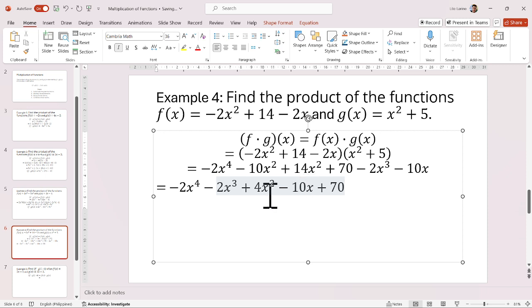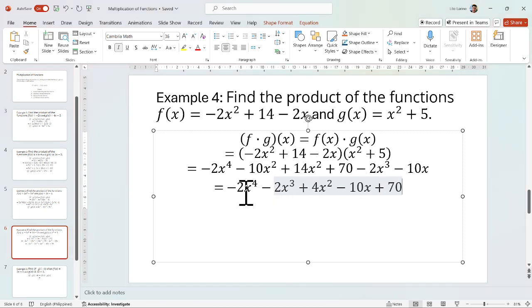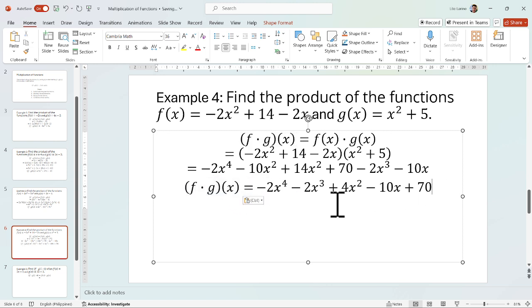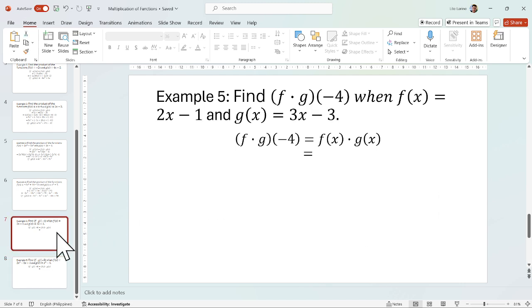Okay, did we get it right? We have, again, negative 2x to the fourth minus 2x cubed. Combining negative 10x squared and 14x squared, we have plus 4x squared. Then minus 10x plus 70. Thus, the product of the two functions, f of x and g of x, is negative 2x to the fourth minus 2x cubed plus 4x squared minus 10x plus 70. Okay, so let's have example number 5.